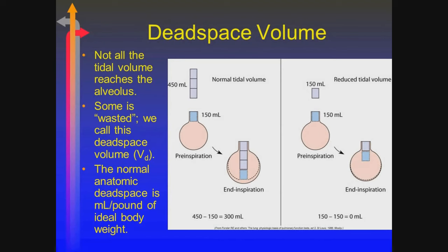Your anatomic dead space is usually about a third of your tidal volume. So a third of your tidal volume is wasted. That's energy expended for no gas exchange. Well, it's just the nature of the beast. You need to get the air down there somehow or other, and some of it's not going to be involved. So if the ideal body weight is 178, the anatomic dead space would be 178 milliliters. Okay.